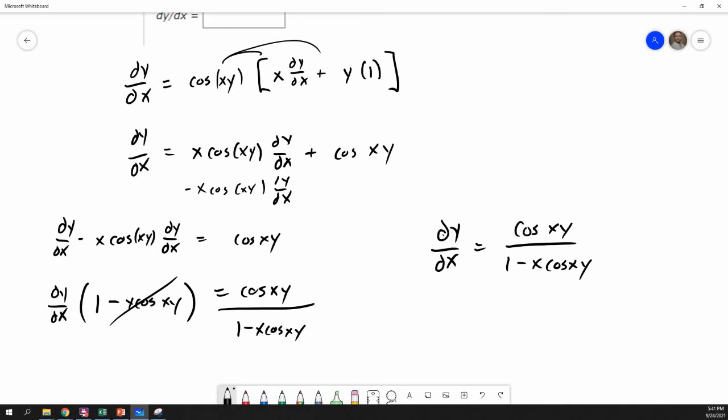Oh, what did I miss? Looking at this, I just realized I had that y, not just a 1. So when I distribute that cosine, that should be y cosine xy. That should be y cosine xy, and there should be a y cosine xy there. Be careful. Make sure you don't lose anything when you do that distribution. All right, so the next one is 6.